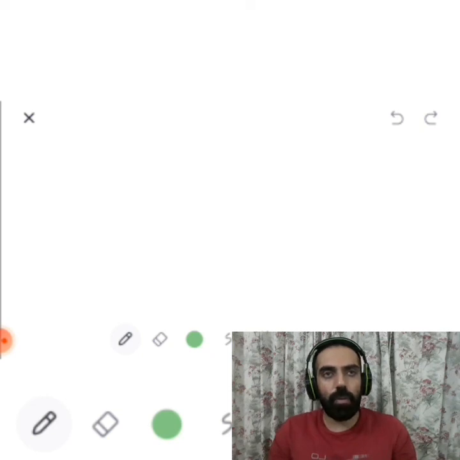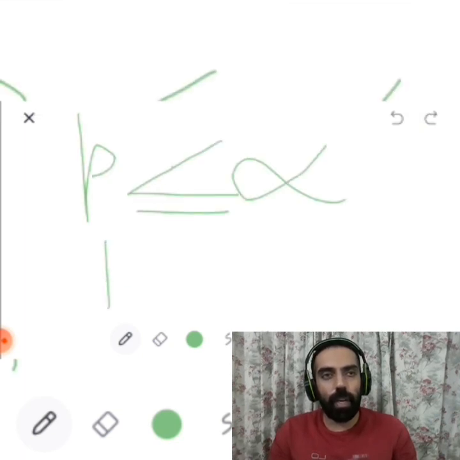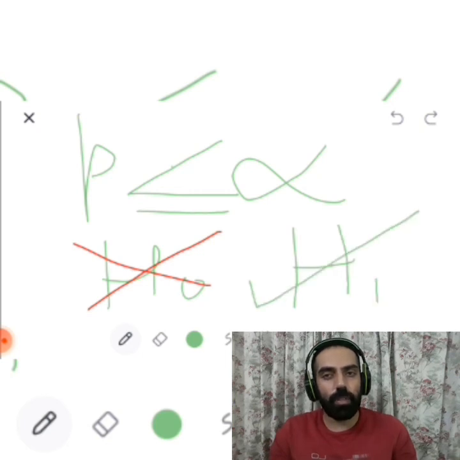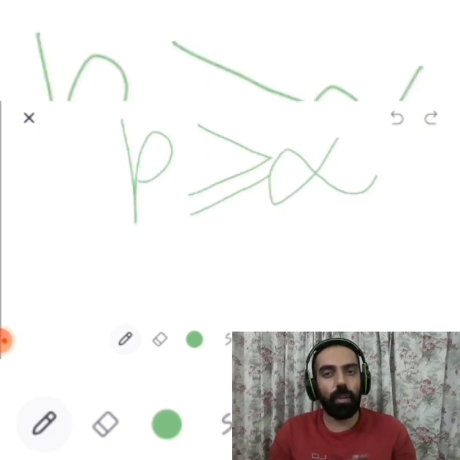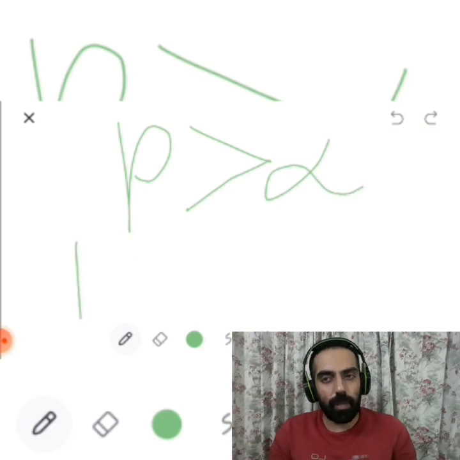Consider a p-value that comes out to be, as I've already told you, less than 0.05, or if the p-value is less than or equal to the alpha, your null hypothesis will be rejected. If the p-value is greater than or equal to the alpha, you may accept the null hypothesis.